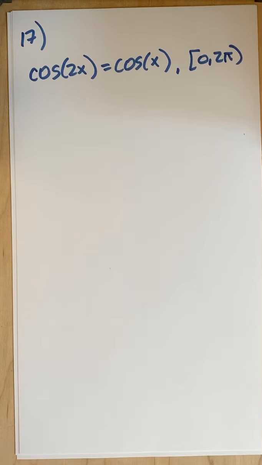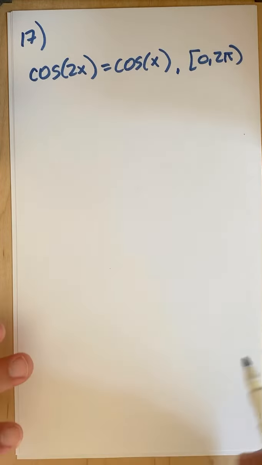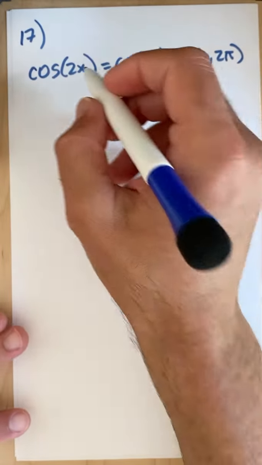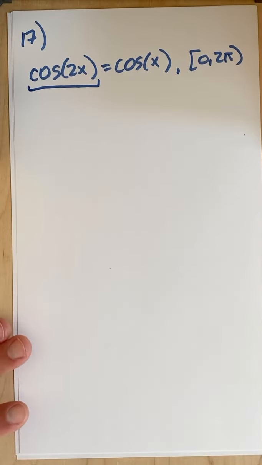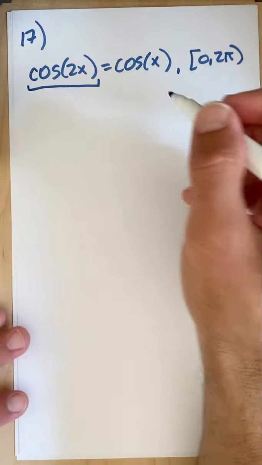Okay, so number 17 on the QR code review is asking us to solve this problem right here. The cosine 2x is equal to cosine x on 0 to 2 pi. So what you want to do is look on your toolkit and find another way to represent the cosine of 2x. And there are a couple of options.